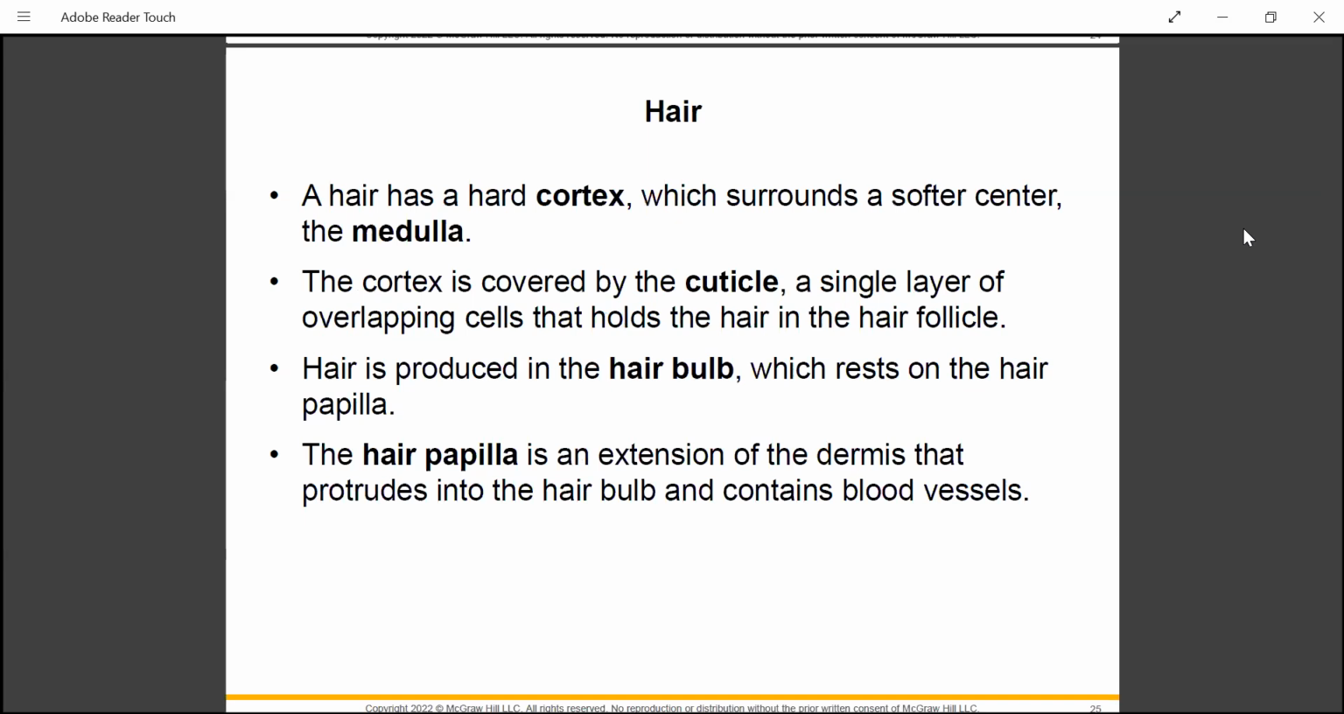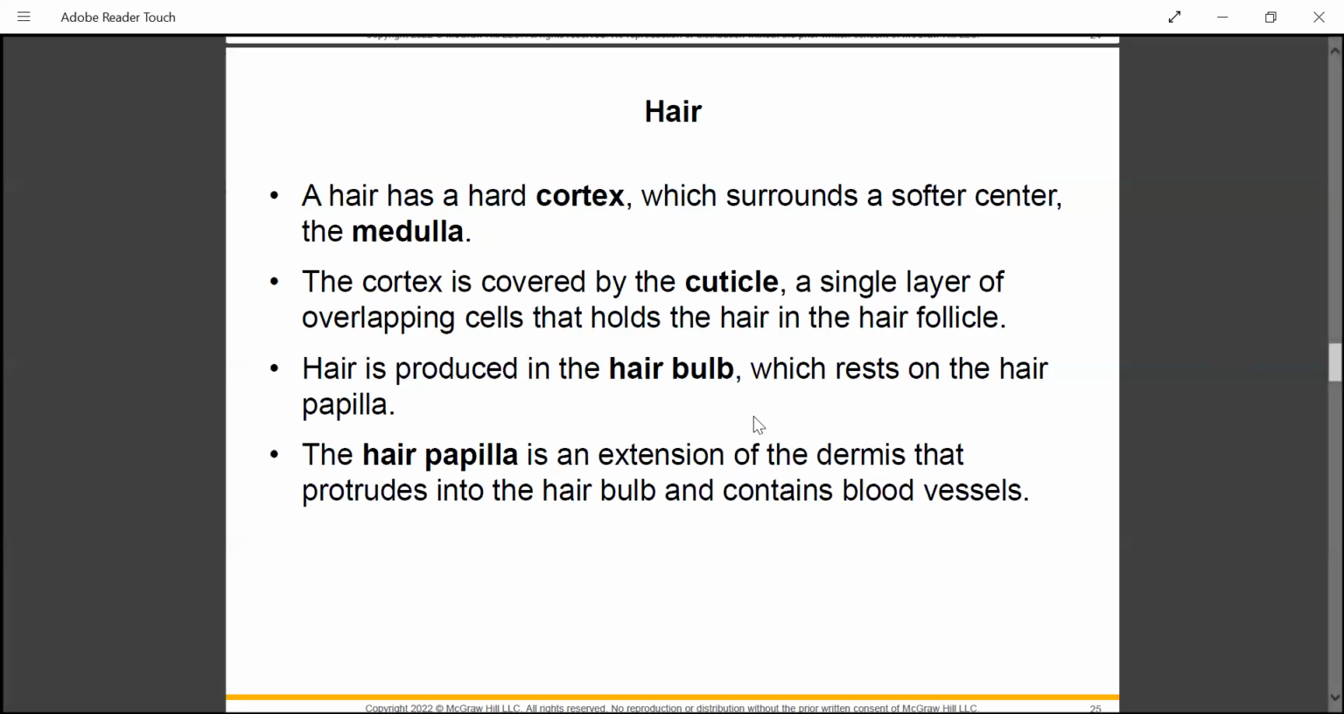We can divide our hair into two different parts. We have a hard cortex, that's the outer layer, and then the softer center is going to be the medulla. The cortex is covered by a layer of overlapping cells called the cuticle, and that's how it holds itself in the hair follicle. Down at the hair bulb at the bottom of the follicle is where new hair cells are made and division is occurring, and then it pushes the hair up.